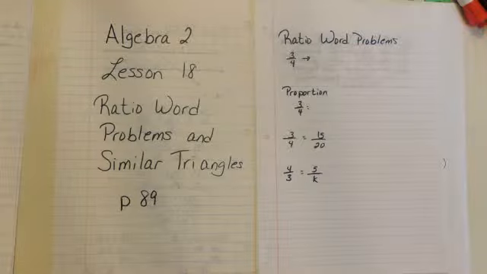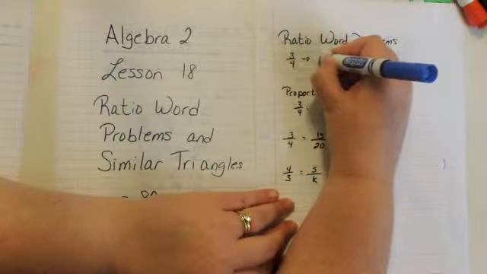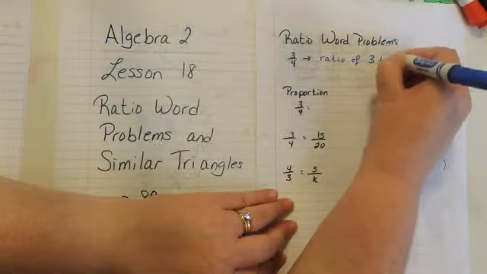A ratio is a comparison of two numbers that can be written as a fraction. So 3/4 can be said to be a ratio. It's a ratio of 3 to 4.